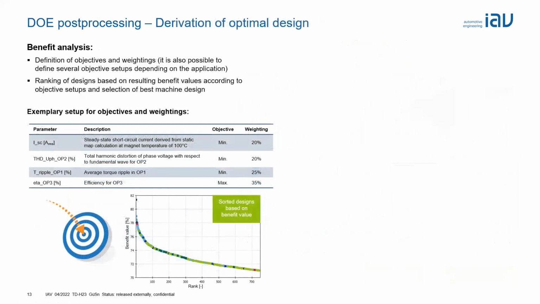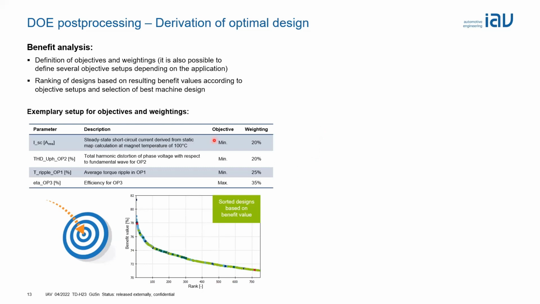After having applied the filter setup, we have several remaining designs, and the final task here is to figure out the best fitting design, so the optimal one. And for that, we do a benefit analysis where we at first define the objectives and the corresponding weightings. And it is also possible to define several objective setups. And based on that, we do a ranking of the designs corresponding to their benefit value.